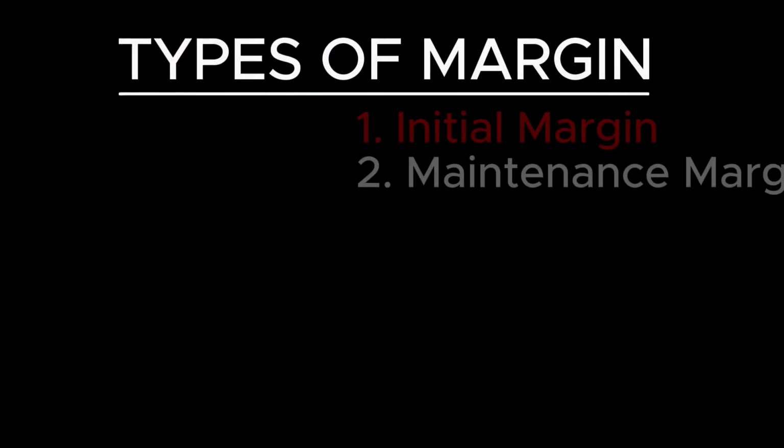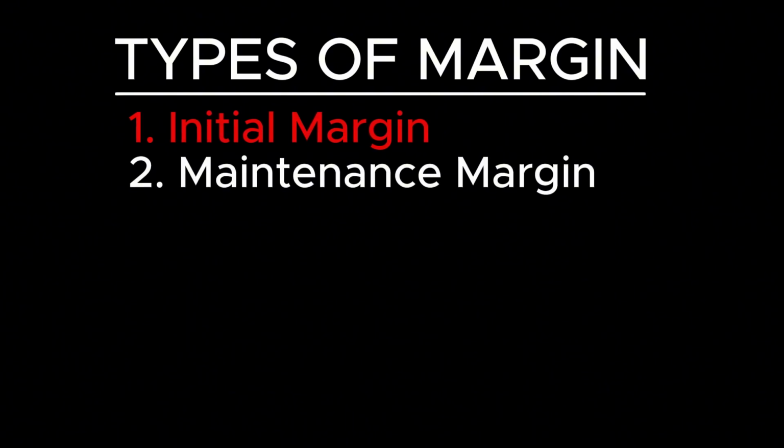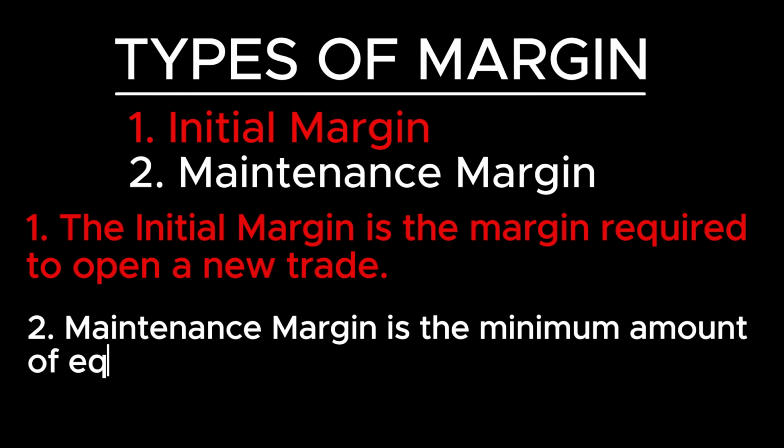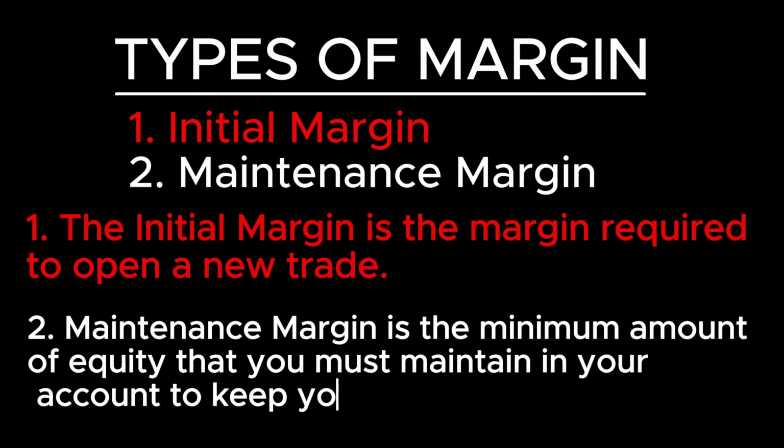So now we have two types of margin, which are initial margin and maintenance margin. What is the initial margin? The initial margin is the margin required to open a new trade. It is calculated based on the size of your position and the leverage you are using. Now the second one, which is the maintenance margin, is the minimum amount of equity that you must maintain in your account to keep your position open. That is, you must have outstanding money in your account after you have given the initial amount to open a leveraged position.